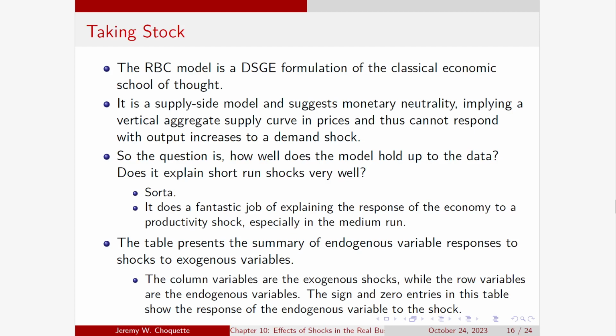Now, the next table that we're going to look at is going to show the endogenous variable responses to shocks to the exogenous variables. So the column variables are the exogenous shocks. The row variables are going to be the endogenous variables. The signs and the zero entries in the table are going to show the direction of the response of the endogenous variable to the shock.